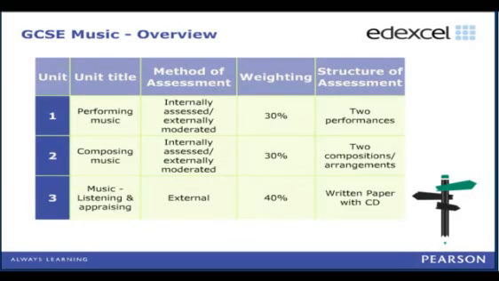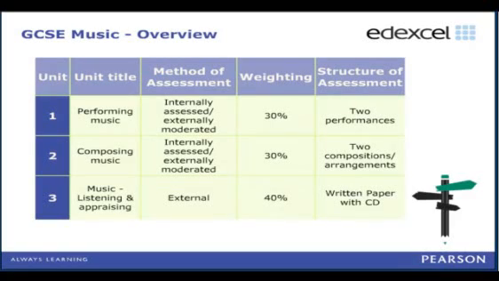So for Unit 1, we will still require 2 performances. That will be 30% of the overall award. It will be internally assessed by yourself as a teacher examiner and externally moderated. Unit 2, 2 compositions or arrangements or any combination thereof. Again, worth 30% of the overall award, internally assessed by you as the teacher examiner and externally moderated.